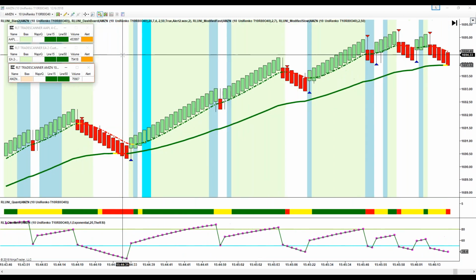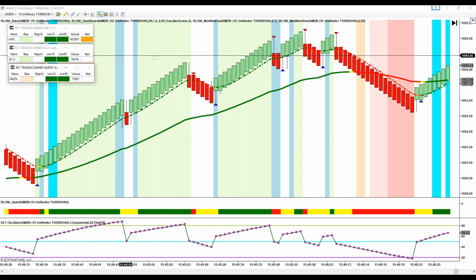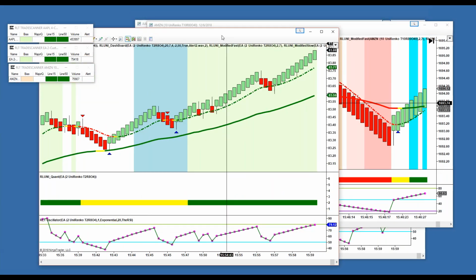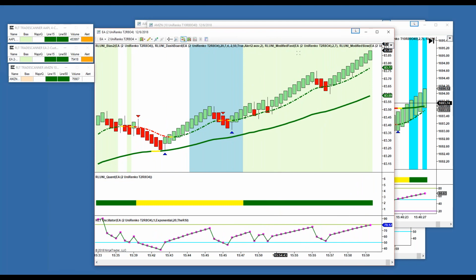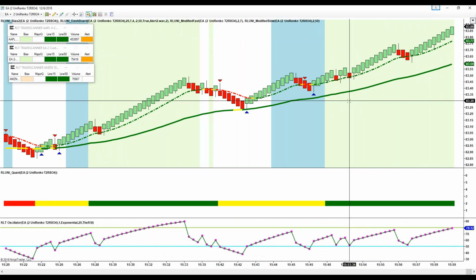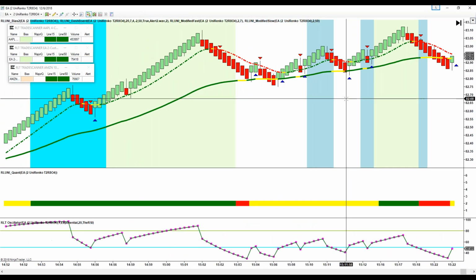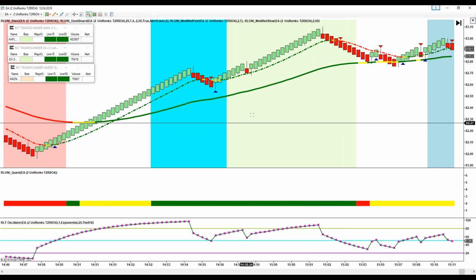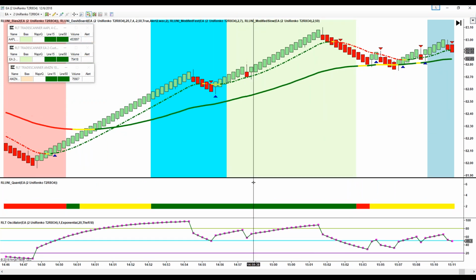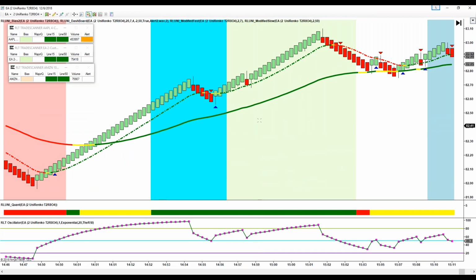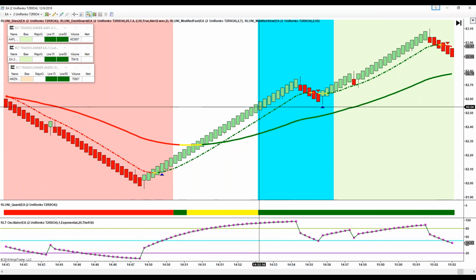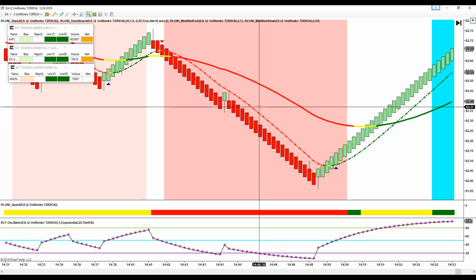Now, let me just close Amazon, and I'm going to show you Electronic Arts, because it's a little slower chart. Now, first of all, let's take a look at this background color. Now, the only time that we want to take a trade is when the market is in a multi-time frame trend.